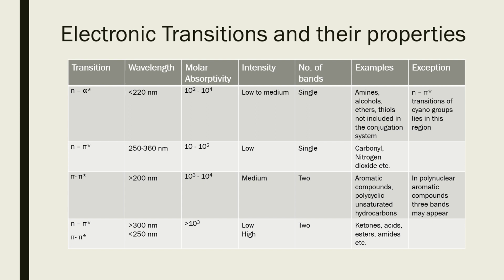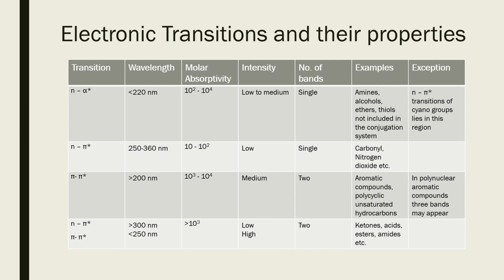Intensity will be low to medium. Bands are single. Examples of n to sigma star transitions are amines, alcohols, ethers, thiols, but they should not be included in the conjugation system. An exception is the transition of cyano groups, which is n to pi star, but it lies in this region.